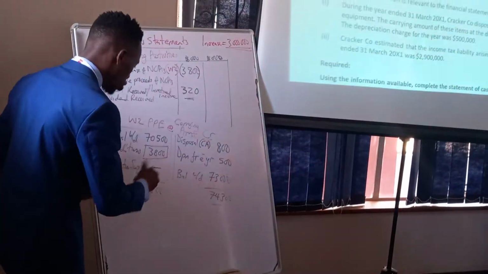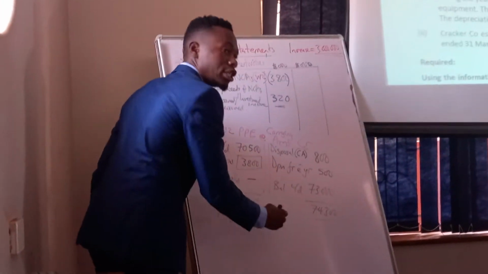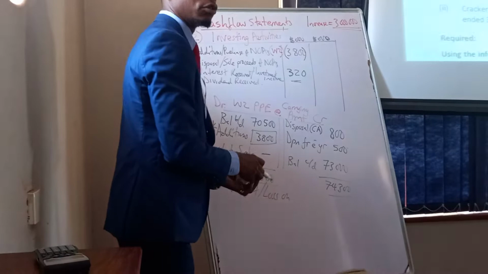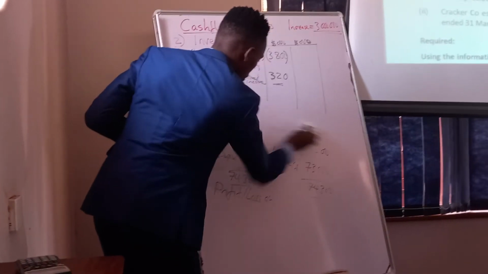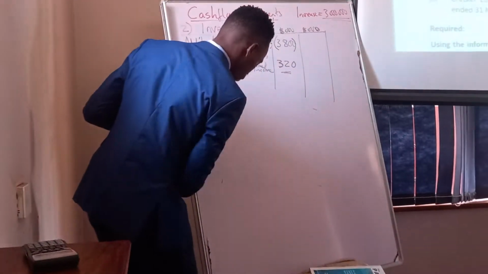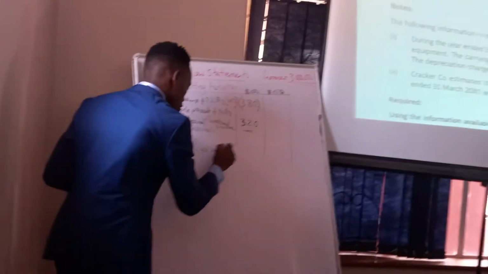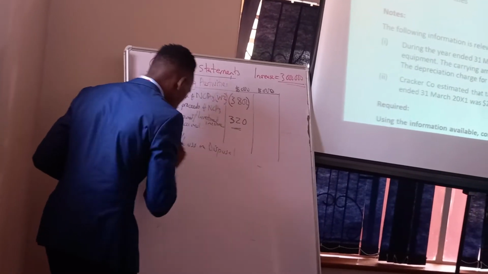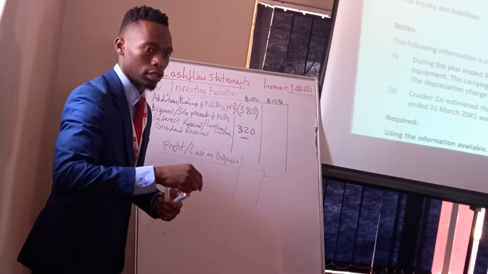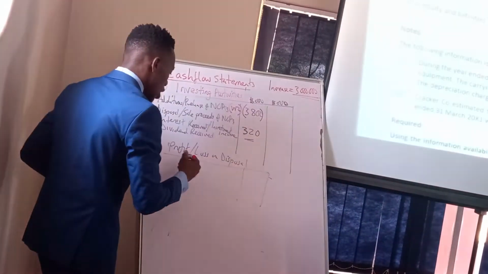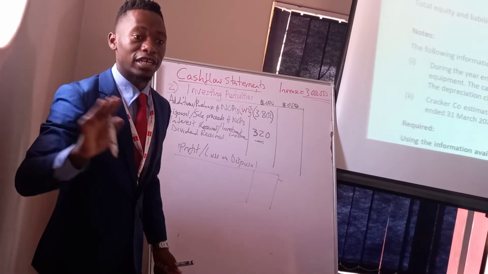Like the profit or loss on disposal. Let me do this. The profit or loss on disposal. So when you prepare the PPE account, just know that this one is a must. Do you remember the non-current assets? You remember what you did on non-current assets?